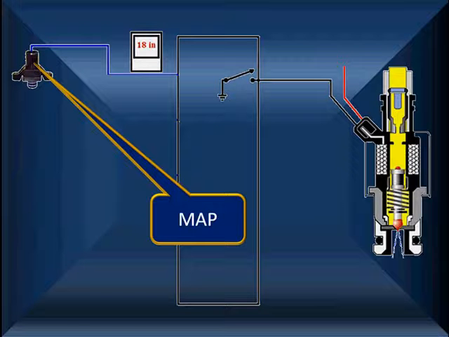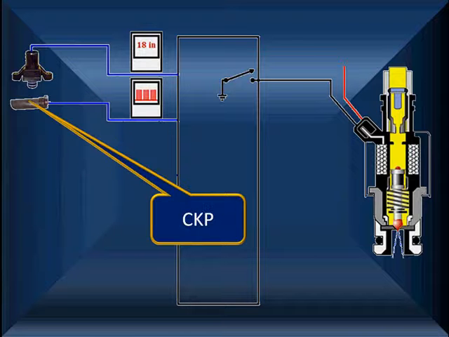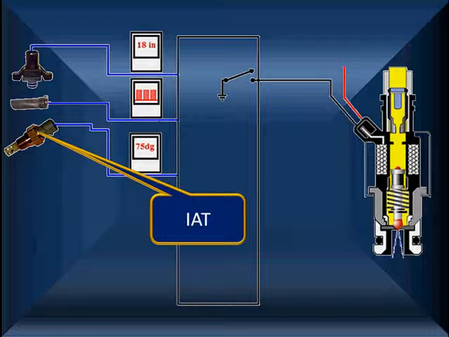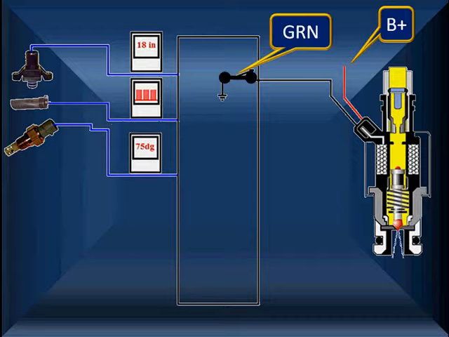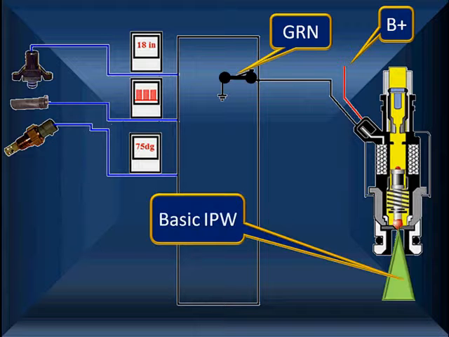So our MAP is measuring 18 inches of manifold vacuum in this particular case. And we've got our signals over here for the crankshaft position sensor, and we've seen how they work. We've got our inlet air temperature saying it's 75 degrees, meaning we need very little correction. And we have B+ applied to our injector. Then we're going to ground it for our injector pulse width. This is our basic pulse width.